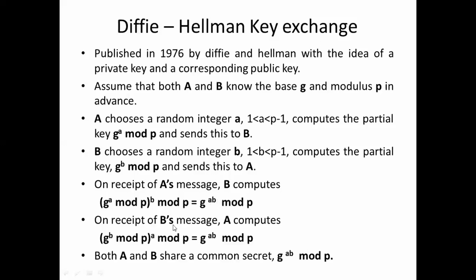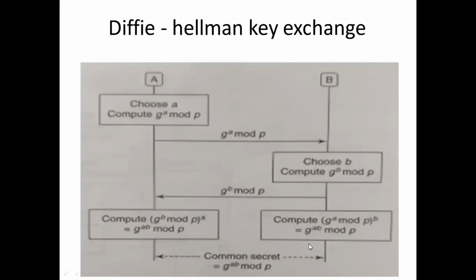On receipt of B's message, A also should compute (G to the power of b mod P) whole to the power of a mod P, which is equivalent to G to the power of ab mod P. By doing this, both A and B share a common secret, that is nothing but G to the power of ab mod P. Let us see this scenario with one example.